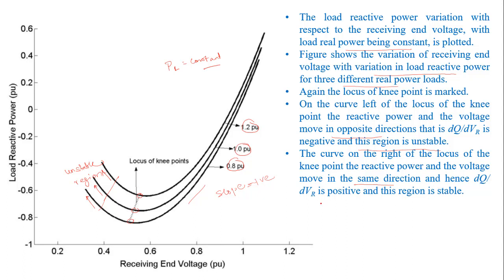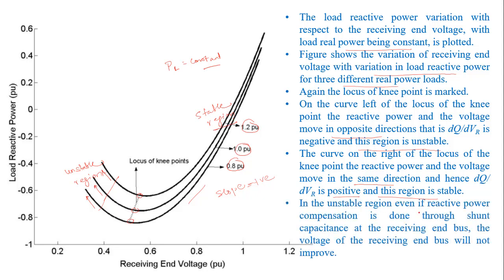Hence dQ by dVr, or change in reactive power injection with respect to change in voltage, is positive, and therefore this region is stable region. Okay, so in the unstable region, even if the reactive power compensation is done through the shunt capacitance at the receiving end bus, the voltage of the receiving end bus will not improve. Even if we do some shunt compensation for reactive power, still the voltage cannot improve in this region.